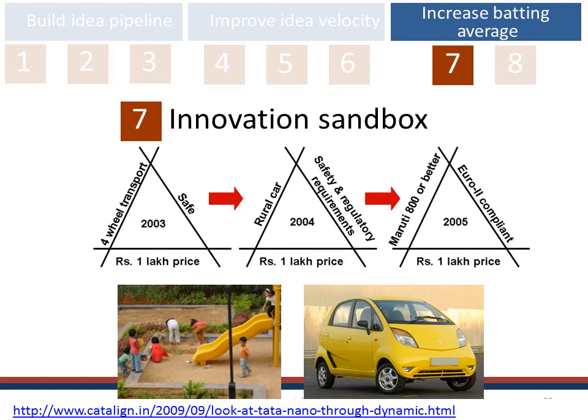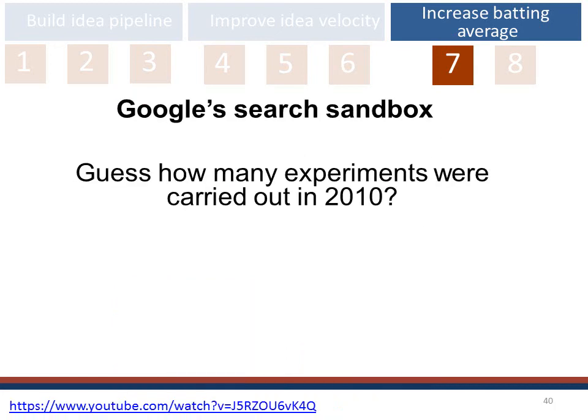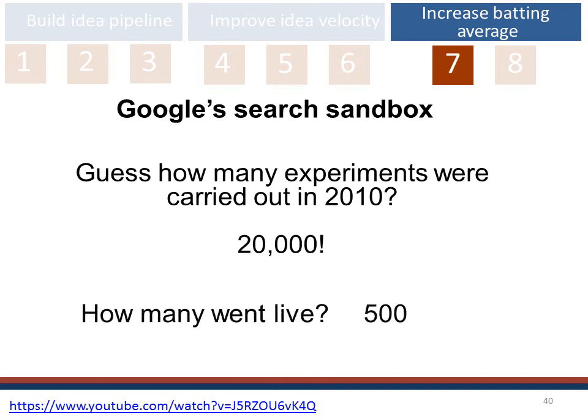Of course, those constraints got modified over the years, but they performed a huge number of experiments to decide whether the body should be steel or plastic, engine should be front or back, it should be 2-door or 4-door, and so on. Google's search sandbox, guess how many experiments were carried out in 2010? 20,000. And how many went live? 500. That gives us some idea as to the capacity for experimentation that a sandbox creates.